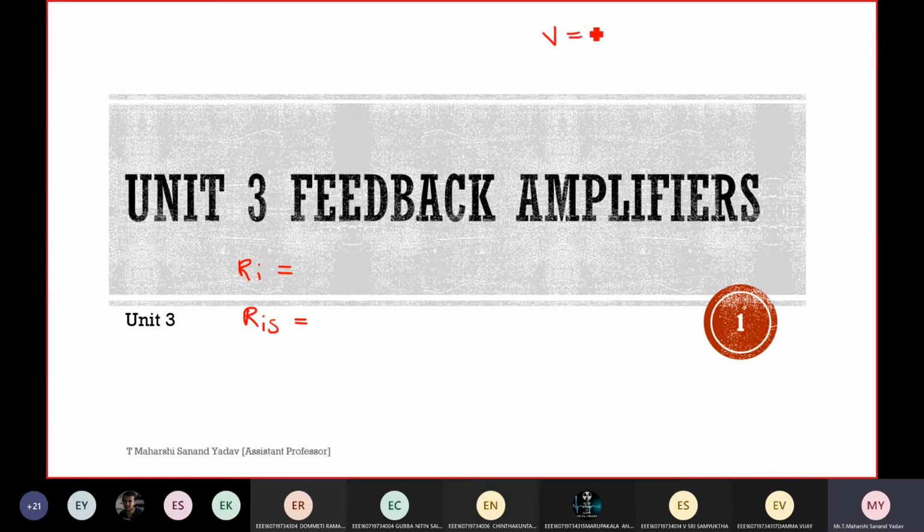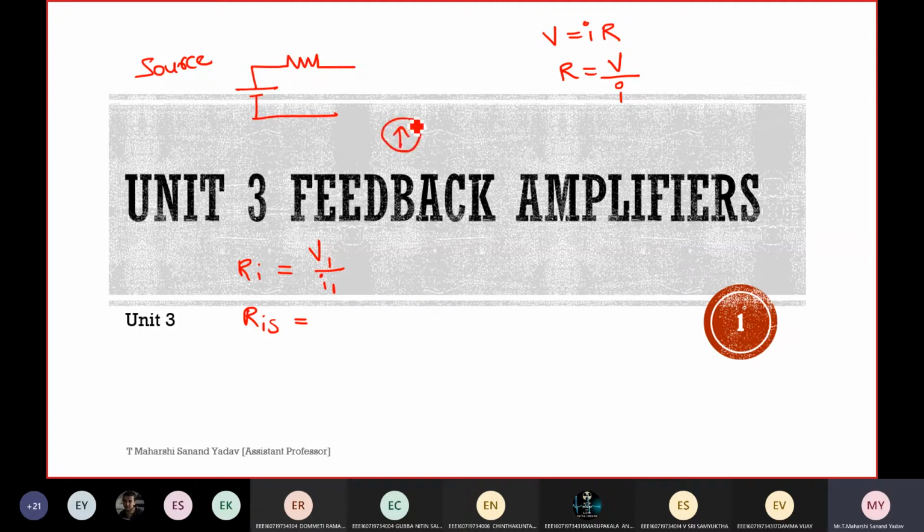And overall RIS. Generally from Ohm's law, we know that V equals I into R, so R can be written as V by I. Here I stands for input, so I'm writing it as V1 by I1. Suppose S stands for source. There are two source networks. One is voltage in series with resistance. The next one is current in parallel with resistance.